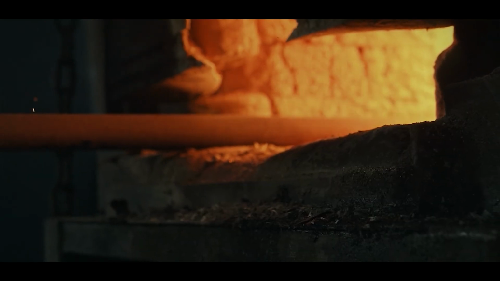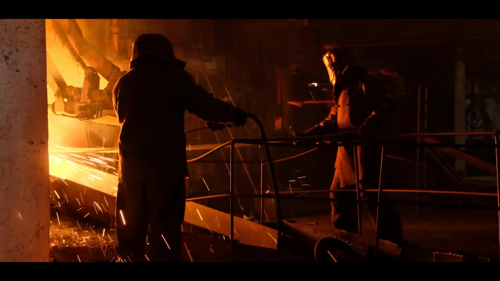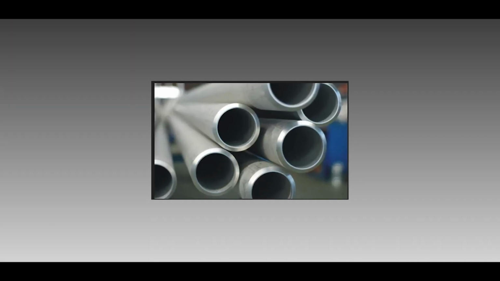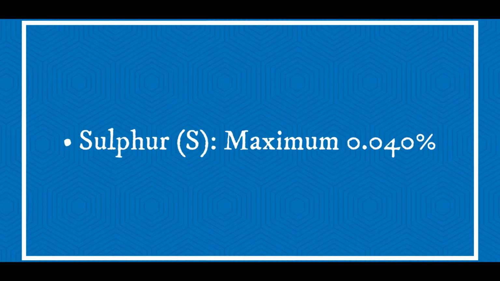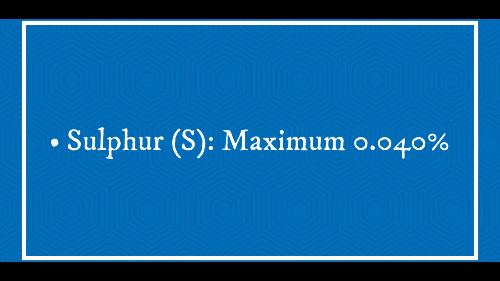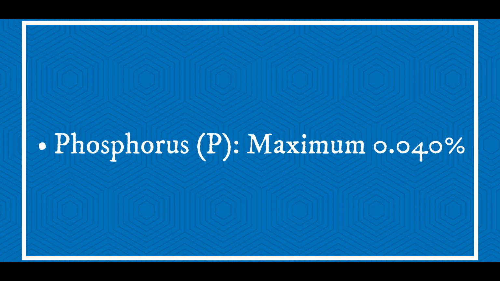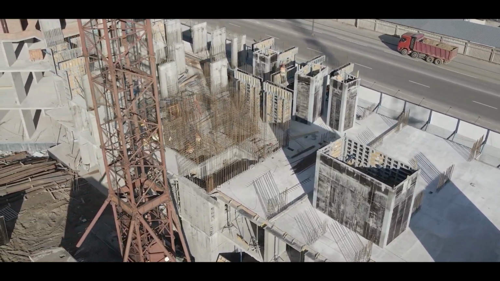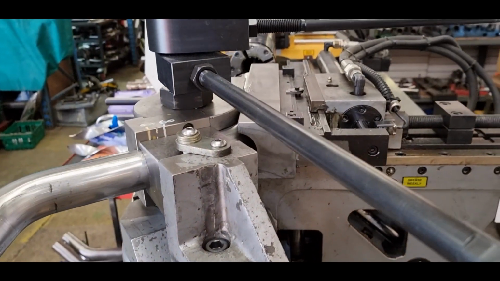The chemical composition is carefully controlled to ensure high material performance, particularly with respect to sulfur and phosphorus content, as these elements can influence strength and ductility. The limits for seamless sections are sulfur, which is maximum 0.040%, and phosphorus, which is maximum 0.040%. These limits help reduce brittleness and improve ductility, enabling seamless sections to endure high stress and dynamic loads effectively.